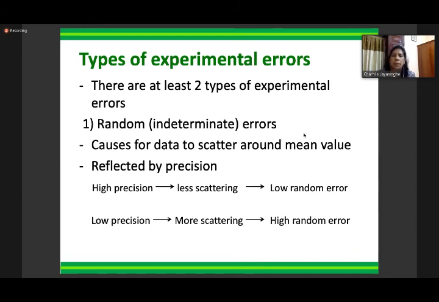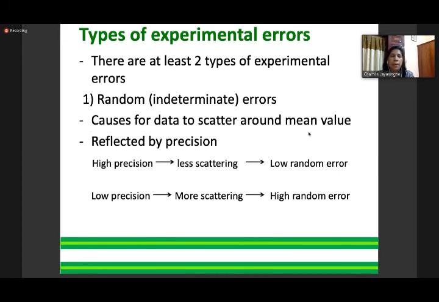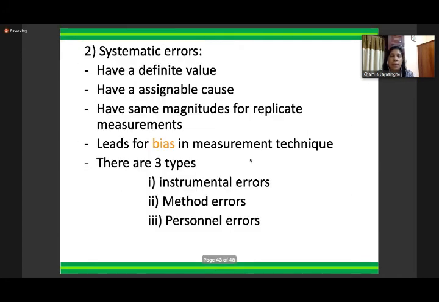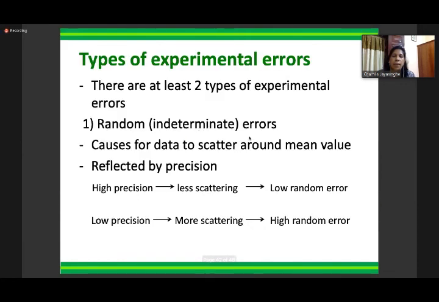Then come to the types of experimental errors. There are at least two types: the first one is random error, and the second one is systematic error. Then what is a random error? Random errors are indeterminate. We can't decide that these errors will be there. They happen randomly, therefore we call them random errors.